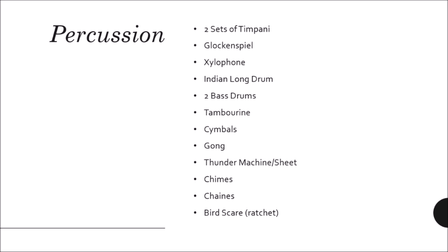Percussion. Here we just have a kind of a long list of percussion instruments. 2 sets of timpani. By the way, with the extra 4 sets of timpani from the brass bands, that brings our total to 6 sets of timpani. A glockenspiel, xylophone, an Indian long drum, which you hear a little bit in movement 5, the Iudex Crederis, 2 bass drums, tambourine, cymbals, gong, thunder machine or thunder sheet, chimes, chains, and what Brian calls a bird scare, which is a ratchet. Left off of this list, and which was left off of the frontispiece of the printed score, are snare drums. So there's 2 snare drums as well.